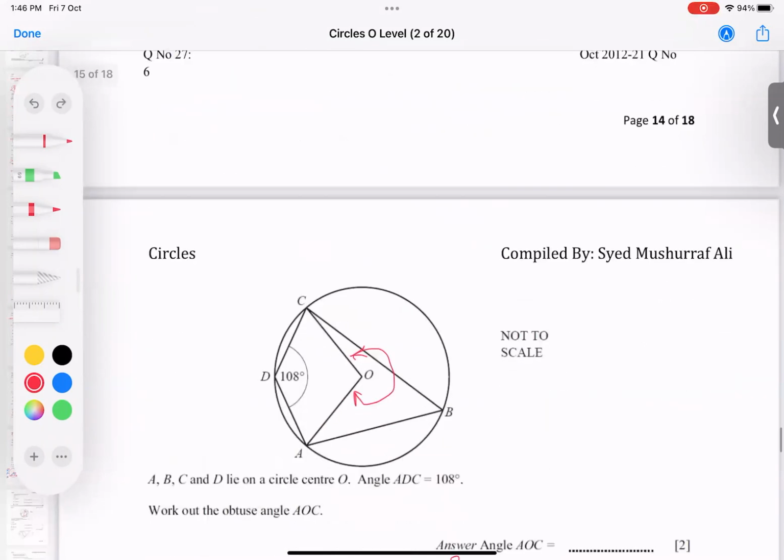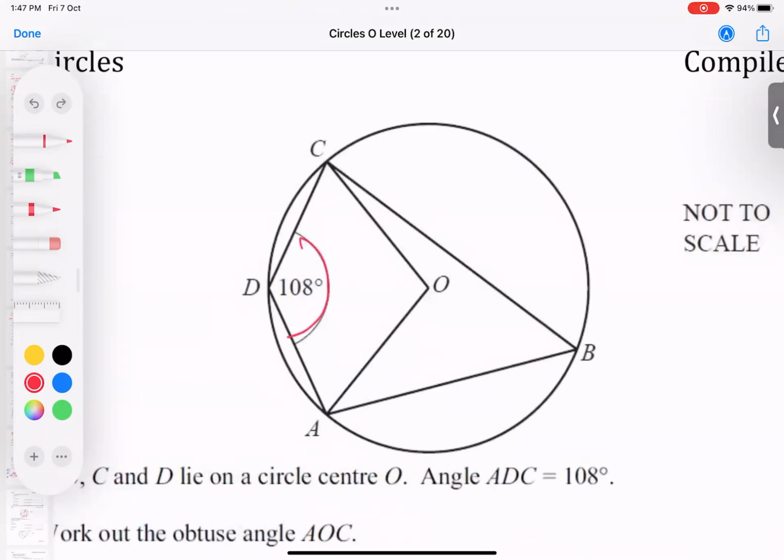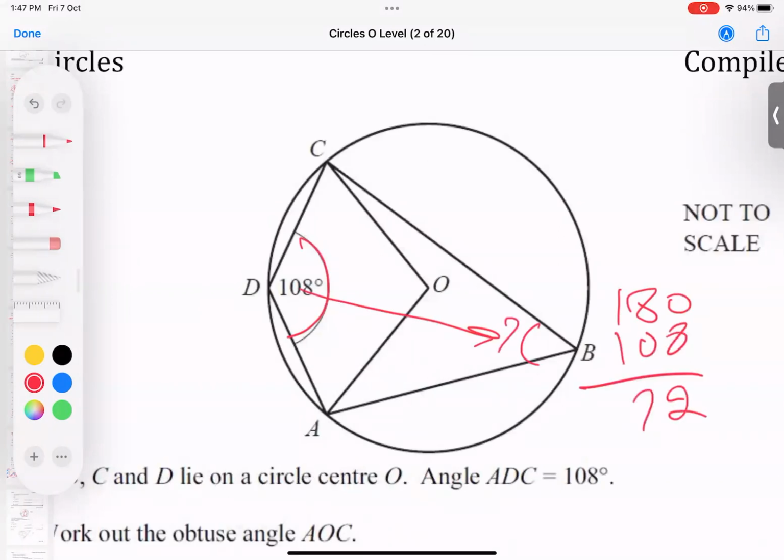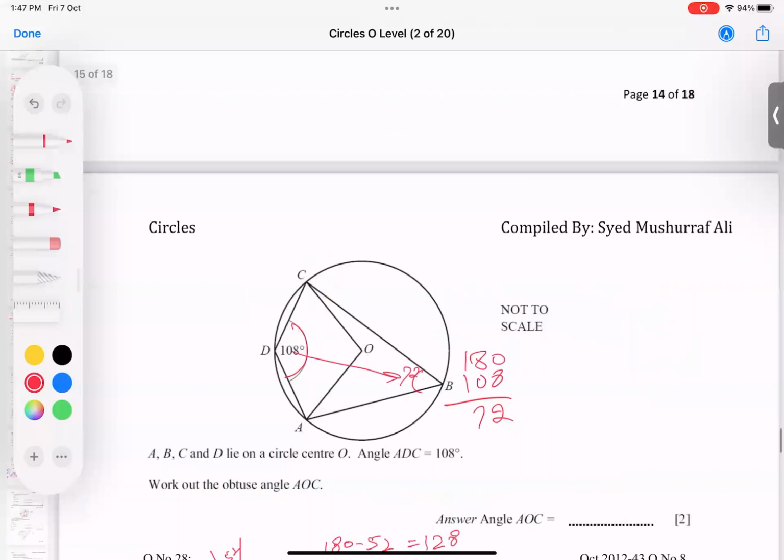So have a look here. This is again an example of a cyclic quadrilateral. How come, sir? Look, 1, 2, 3, 4, and all four points are on the circle edge. If this is 108, this is called the opposite angle. How to get this one? 180 minus 108, and I got 72. And I believe all of you are understanding. Alhamdulillah. Let's move on to the next.